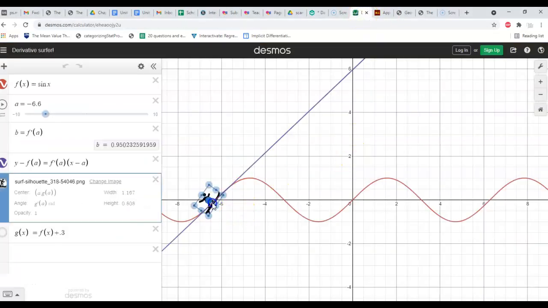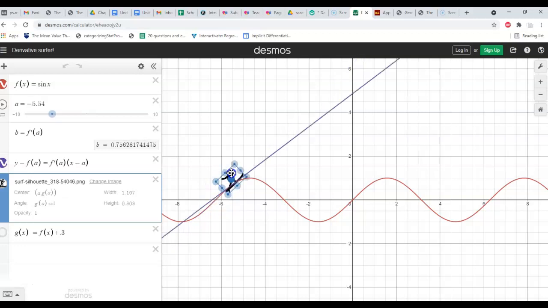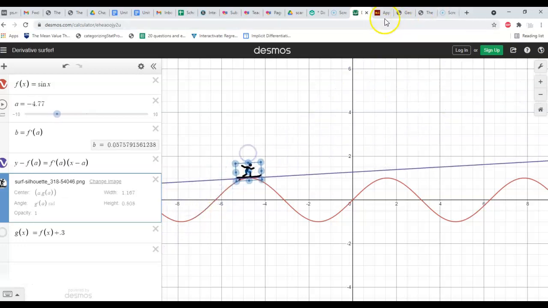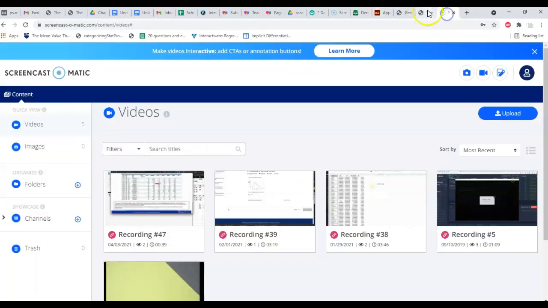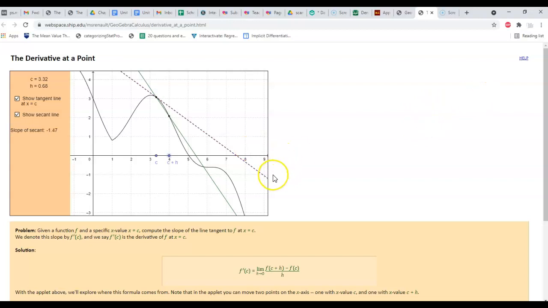So I've got a few different demonstrations here to get hopefully some understanding of what's going on with a derivative, what we're trying to find. So let's start with this one.